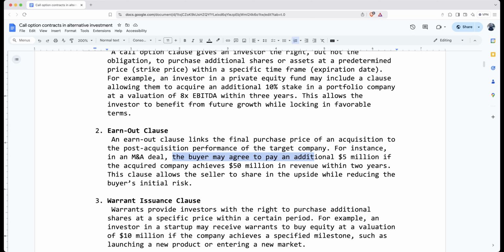For example, buyer and seller say the deal price is too high, your company is too expensive. Then the buyer can say, okay, let me buy this company from you at a low price. However, I know this company is great, therefore it will be better in future. In that case, I can pay you more, something like that.